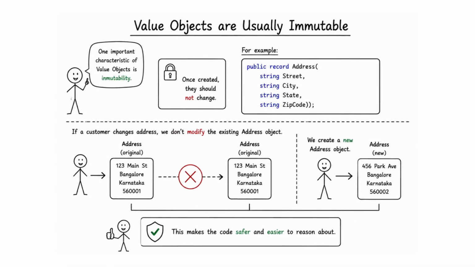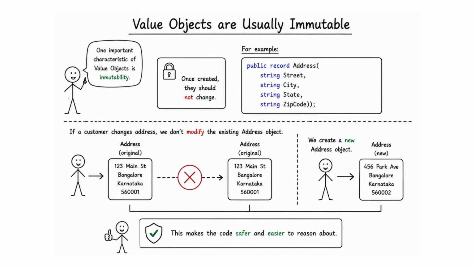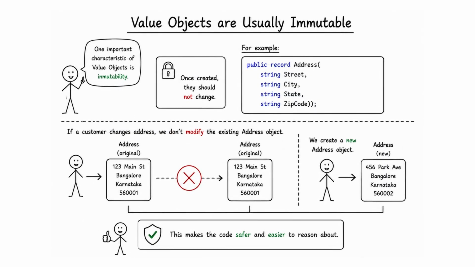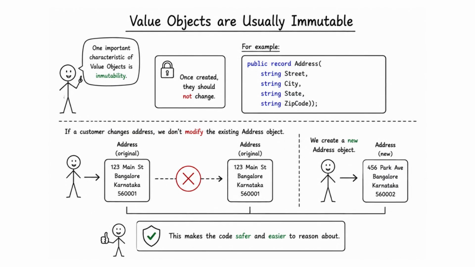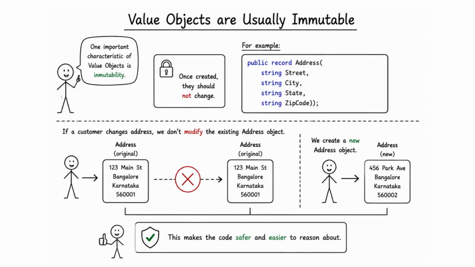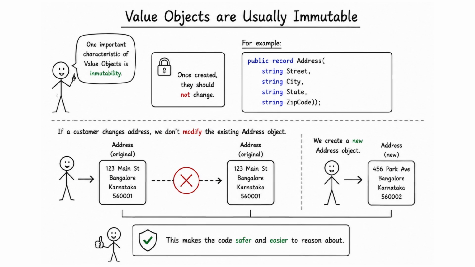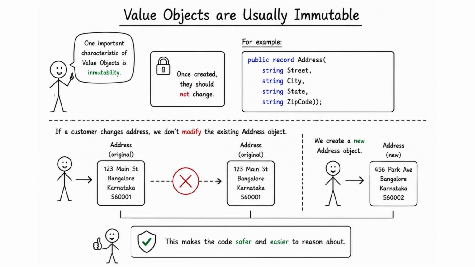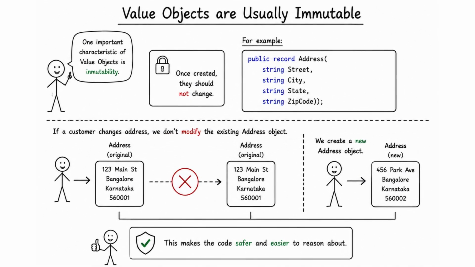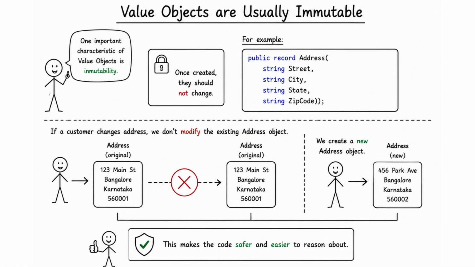Value objects are usually immutable. One important characteristic of value objects is immutability. Once created, they should not change. See the example. If a customer changes address, we don't modify the existing address object. We create a new address object. This makes the code safer and easier to reason about.